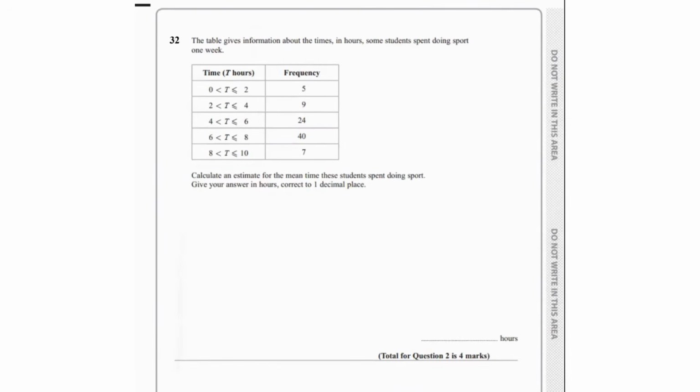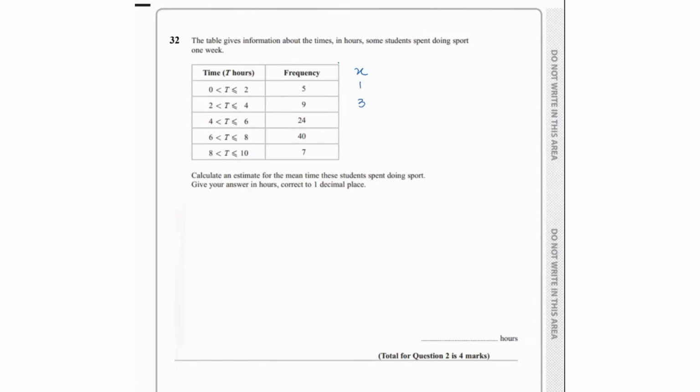Then the table gives information about the times in hours some students spend doing sport in 1 week. Calculate an estimate for the mean time these students spend doing sport, giving your answer in hours correct to 1 decimal place. So whenever you have intervals for your values and they want you to find the mean value, you will always find the midpoint of your intervals.